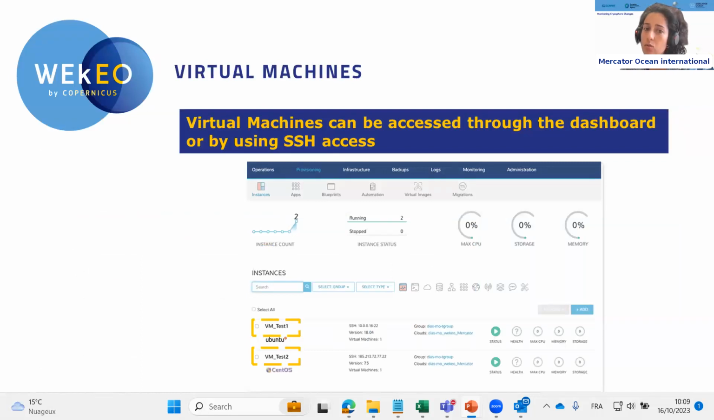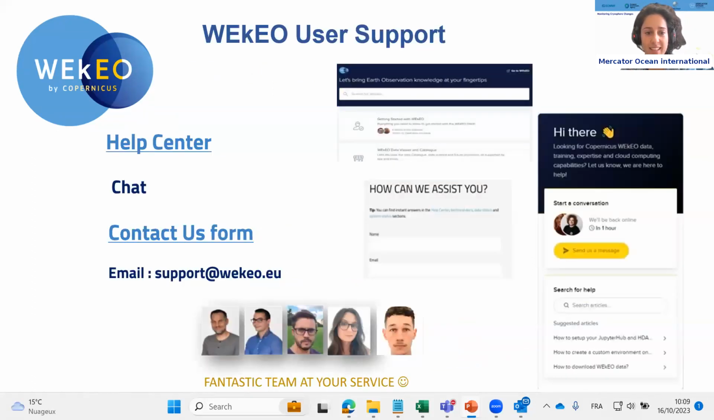So the access to the virtual machines is paid, but if this works for you, you can also have access to that, and we can also cater to your needs. So depending on what you need, we can adapt it. Cedric will tell you a little bit more of that, but you have a fantastic team at your service that will be quite responsive and try to search for the answers you need.